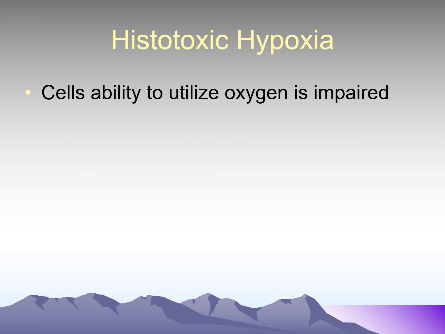Histotoxic hypoxia happens in any condition that impairs the ability of tissue cells to utilize oxygen. So clinically, the PaO2 and the CaO2 in the blood are normal, but the tissues are extremely hypoxic. So your PvO2 and your CvO2 and your SvO2 are elevated because oxygen basically isn't being used. And one cause of that is cyanide poisoning.